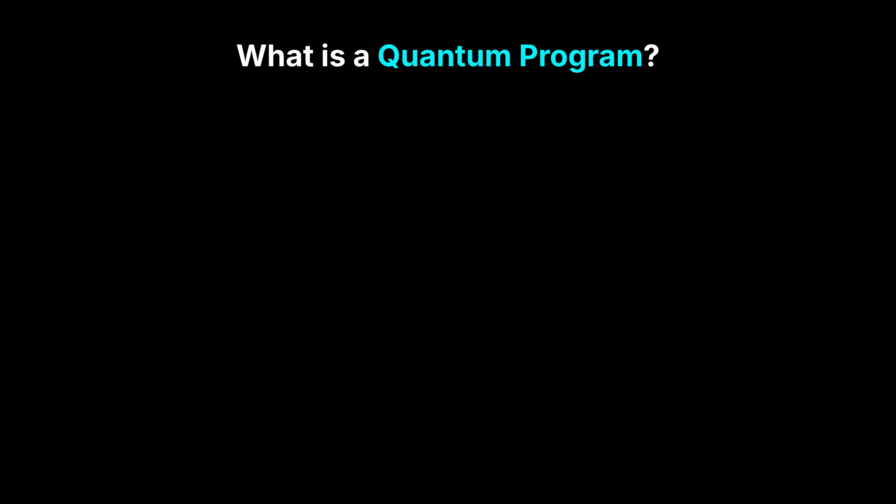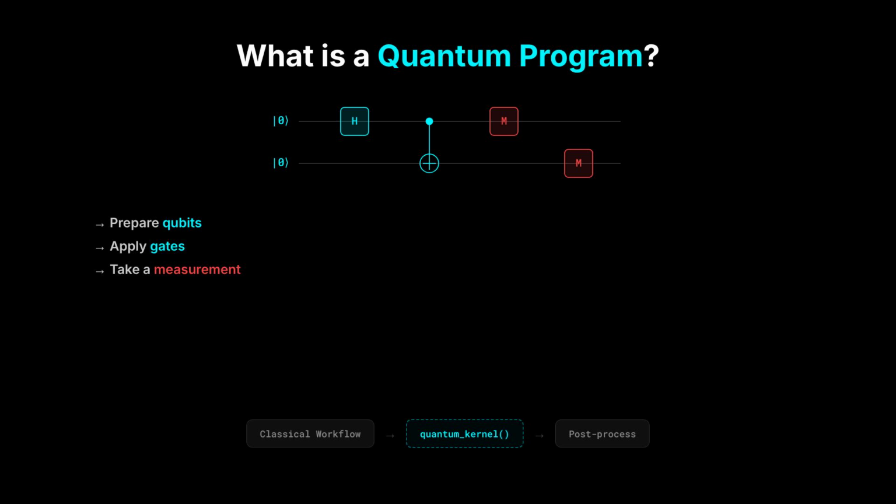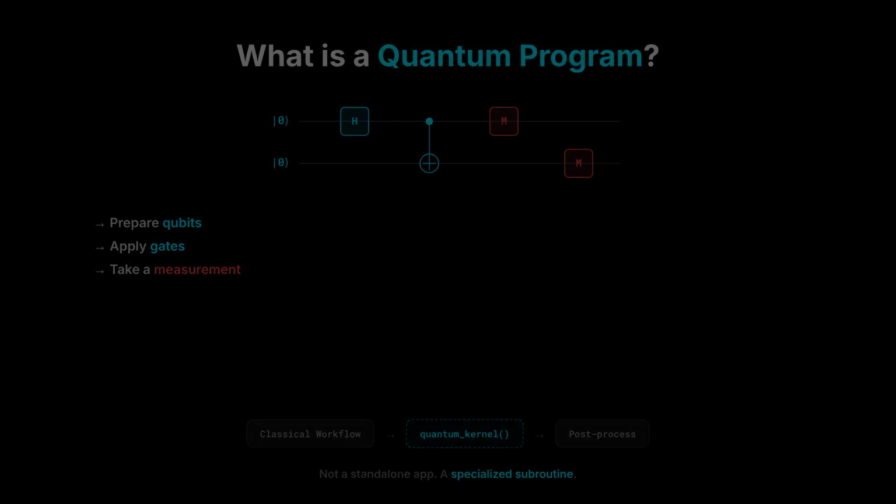Before we get too deep into the details about what quantum programs actually are and how you go about writing a quantum algorithm, we need to define and understand what they actually are. So a quantum program is usually a circuit or a quantum kernel, and you use it to prepare qubits, apply gates to those qubits, and then take some measurement. Most quantum code is not a full standalone application, but it's usually a specialized computational subroutine inside a larger classical workflow. Now, a lot of current quantum SDKs are built around either sampling measurement outcomes or estimating observables.